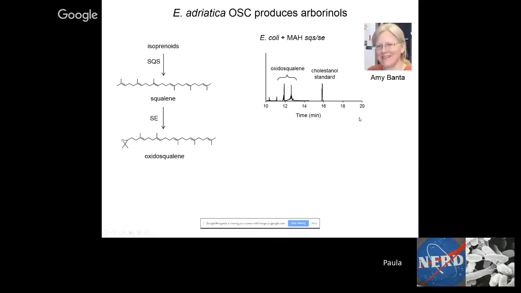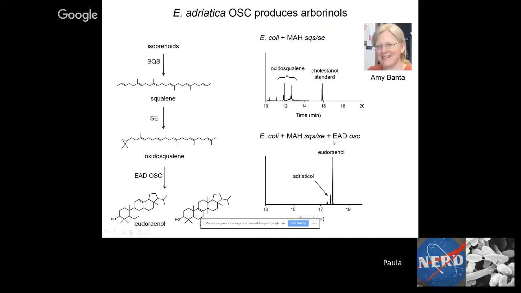And so what we did was Amy got involved in the project. And what she did was she set up a system in E. coli where she was able to place on a plasmid the gene from the methanotroph so that E. coli could produce oxidosqualene. And then on a second plasmid, she introduced the Eudorea cyclase and saw that in E. coli, it will actually produce these two molecules that we observed in a native organism. So this enzyme is definitely producing these molecules. So it is a novel new bacterial cyclase.